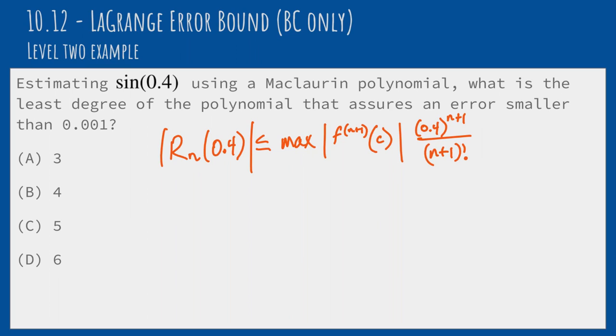So again, this is the general form of what the n plus first term would be in a Maclaurin polynomial. The difference is that we don't know the c value here. It's somewhere between the center and 0.4, and we want to plug in the value that's going to make this the biggest. To do that, we just plug in the biggest value for x on that interval, which is going to give us the biggest value here. So what we want is for this expression to be less than 0.001.